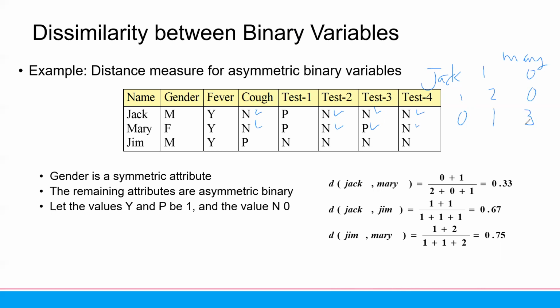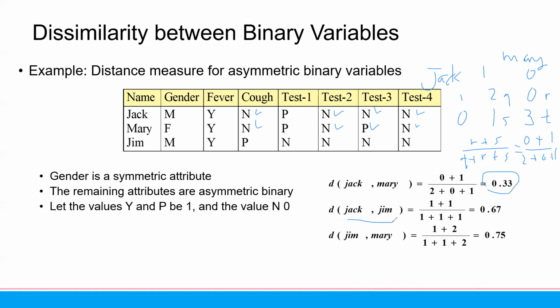Now we have these as Q, R, S, and T. So the formula will be R plus S divided by Q plus R plus S. Then we have R is 0 plus 1, and Q is 2 plus 0 plus 1. Then the result is 0.33.